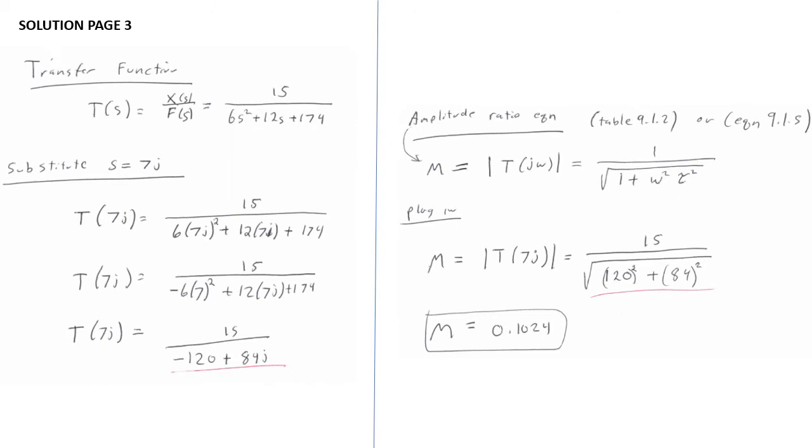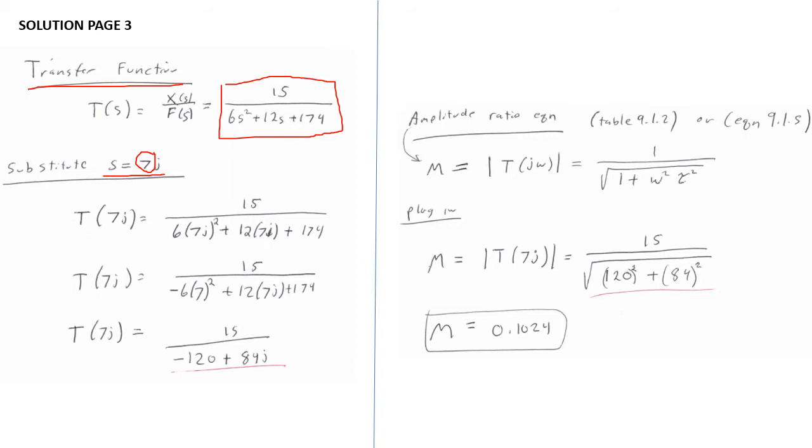So we'll rewrite our transfer function here. T of s is equal to 15 over 6s squared plus 12s plus 174. Now we can sub in s is equal to 7j, where we had our omega that we solved for with our 7 from our given function f of t. So we can come down here and start plugging in.